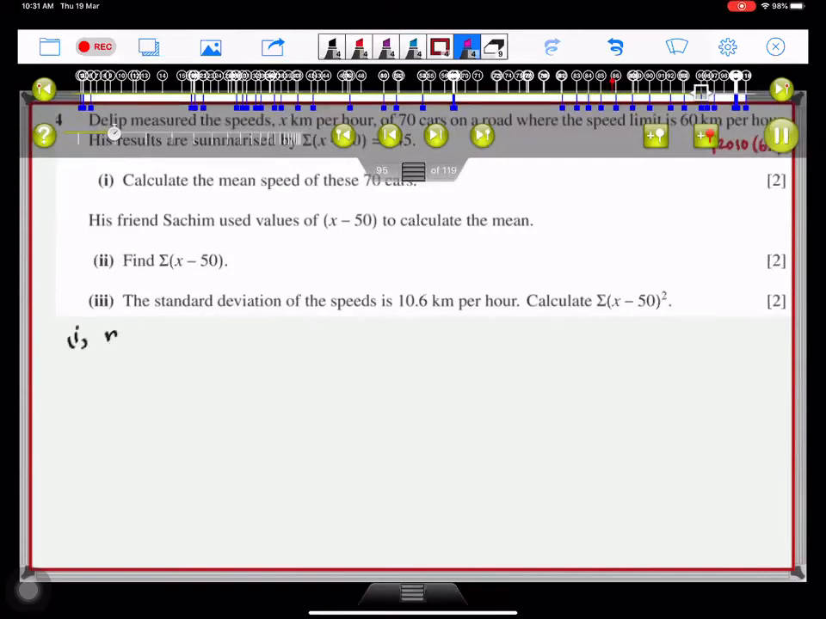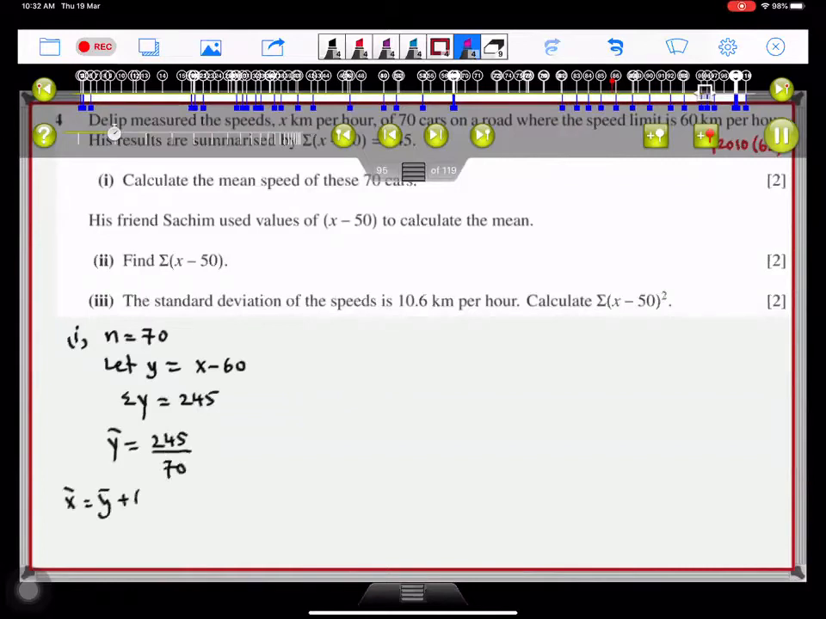Let y is equals to x minus 60, sorry. Sigma y is 245. Y bar is 245 over 70. Therefore, the mean speed would be, x is equals to y plus 60, x bar is equals to y bar plus 60. You add the two, and then you get the answer.